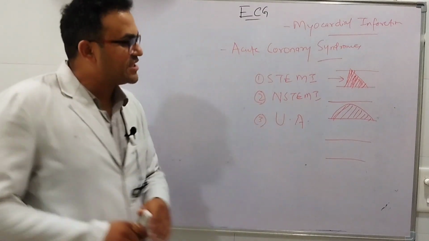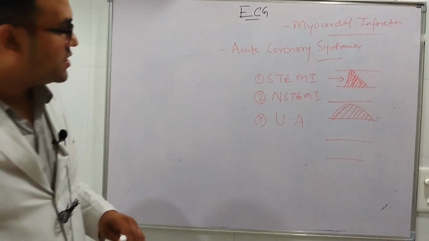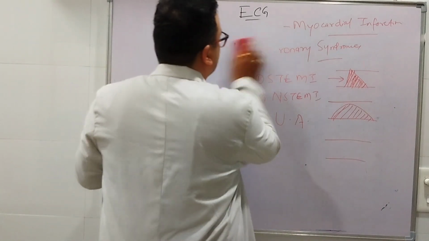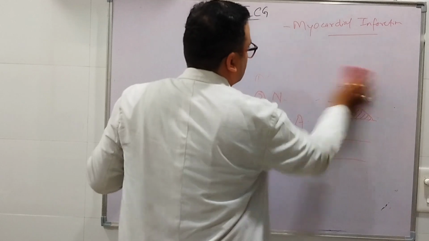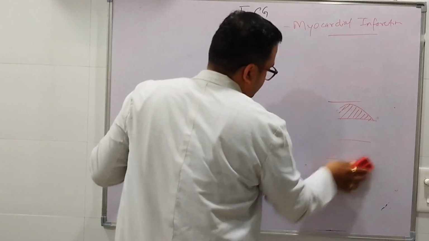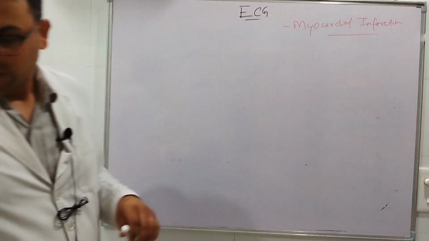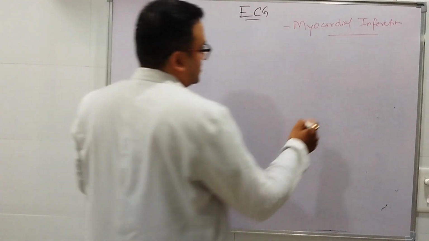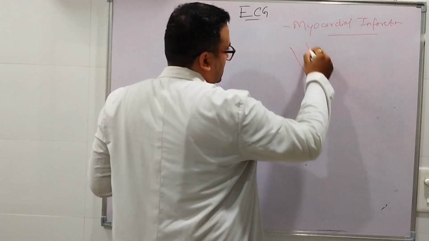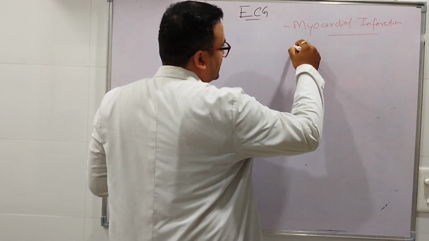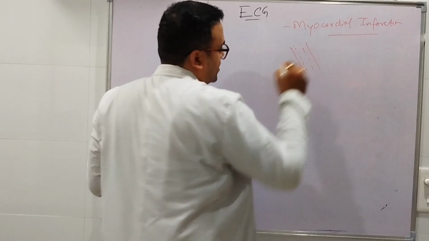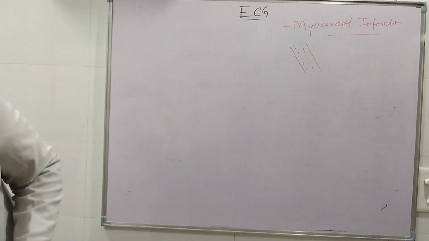Now, what will be the changes in these syndromes? So this is a blood vessel which is supplying blood to a part of the myocardium.